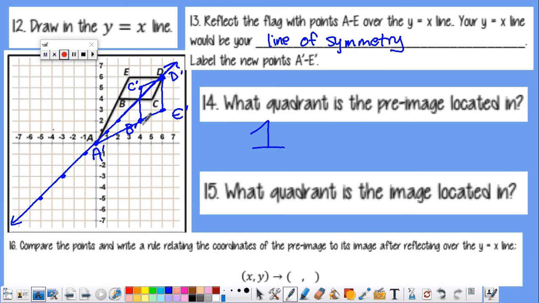This one's just weird because it's in the same quadrant, and the line cuts through the picture. That's also what's weird. So what was our prediction? We thought the image was going to end up in quadrant 4. Were we right? No. What quadrant did the image end up in? 1. All right, what about our rule for the coordinates? x, y becomes what? y, x. Very good.